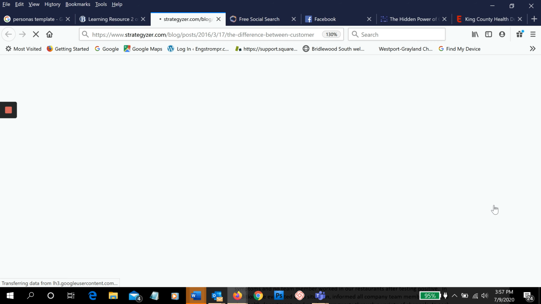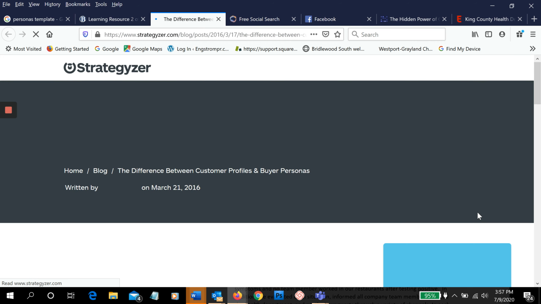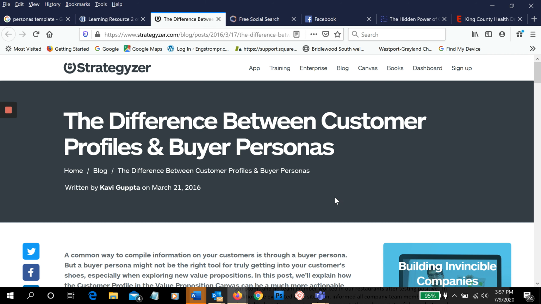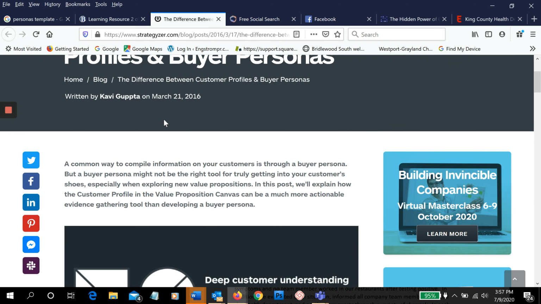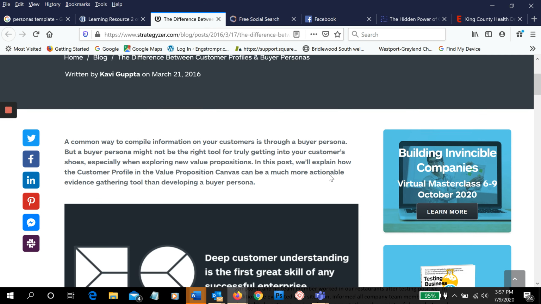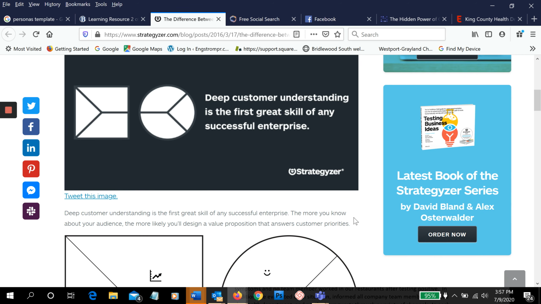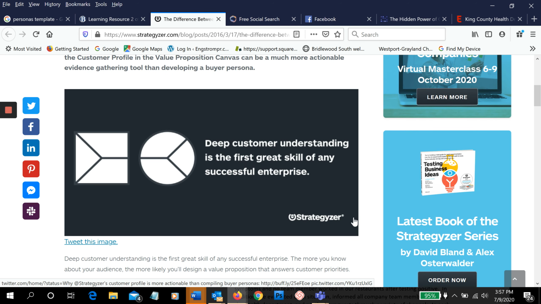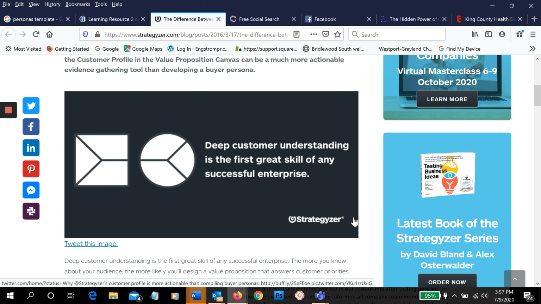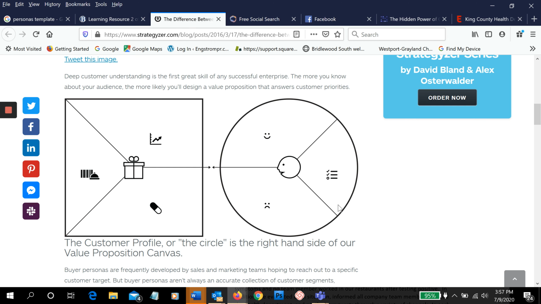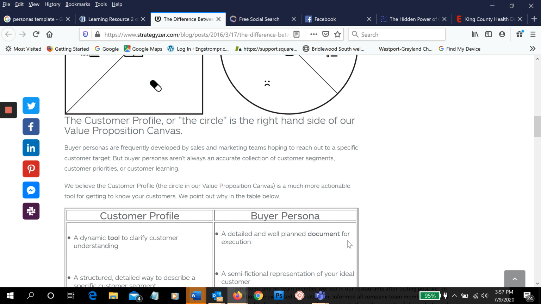And one of the things I want to talk about is the difference between a customer profile and a persona. Buyer personas are something that companies really do use. I know this is a little bit old, but it doesn't matter. It's still a really well-written article. It talks from the strategizer point of view about what a persona is. Here's looking at your value canvas that you're going to be doing.